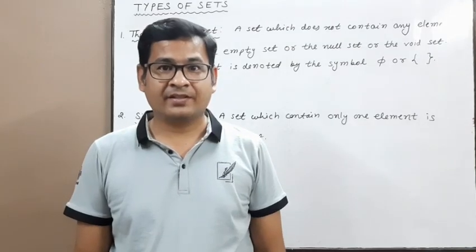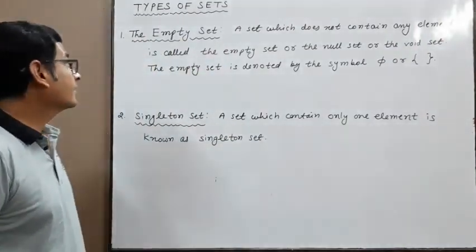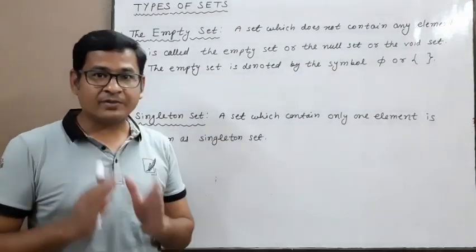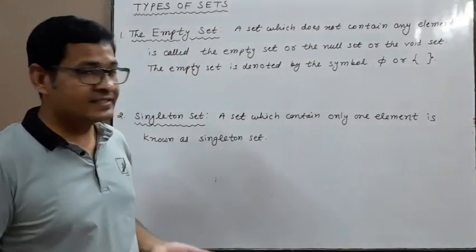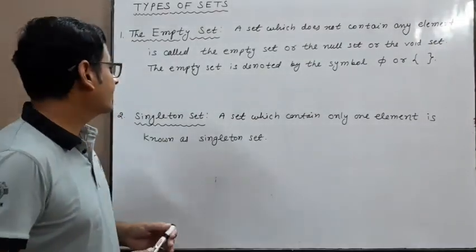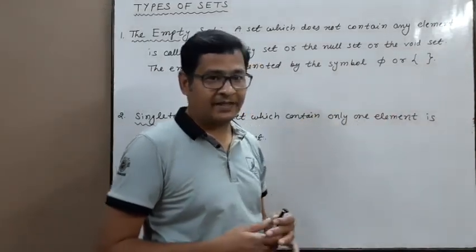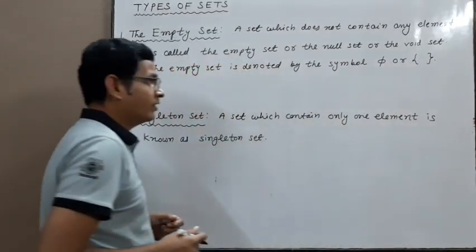Hello students, today we are going to discuss types of sets. Number 1, the empty set. A set which does not contain any element is called empty set or null set or void set. The empty set is denoted by the symbol phi or curly brackets. These two are examples of roster form.